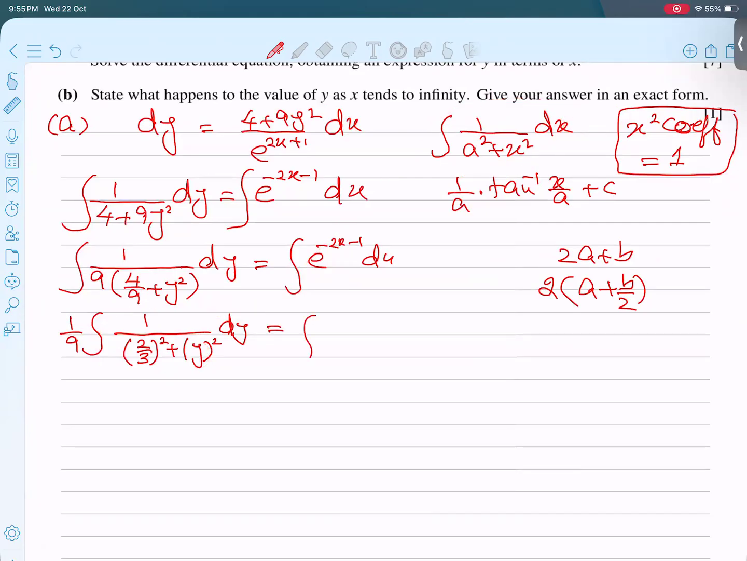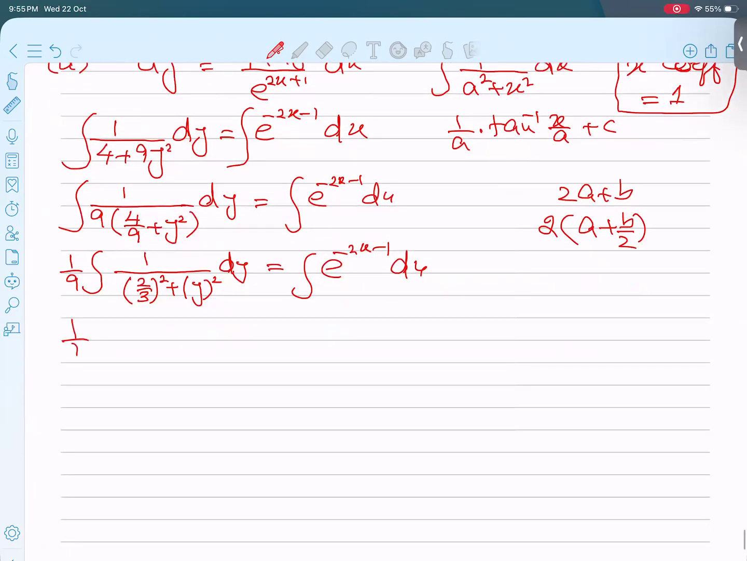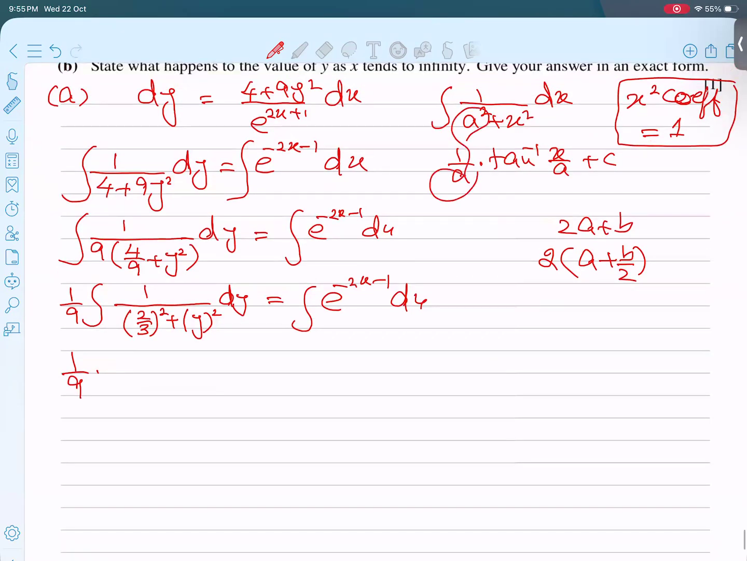And on the right hand side we will also integrate. This is very easy, you know it very well. So 1 by 9 as it is, and basically 1 over constant. What's the rule? This a comes in the denominator. So same here, 1 over constant. So 1 over 2 by 3 into tan inverse of variable over, because x by a, so here y by 2 by 3. And the right side: first you copy as it is and divide by negative 2, because the power derivative comes down, plus c.